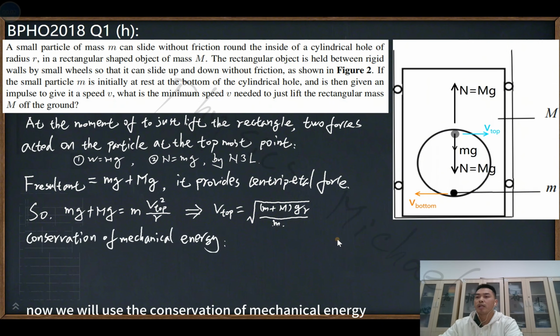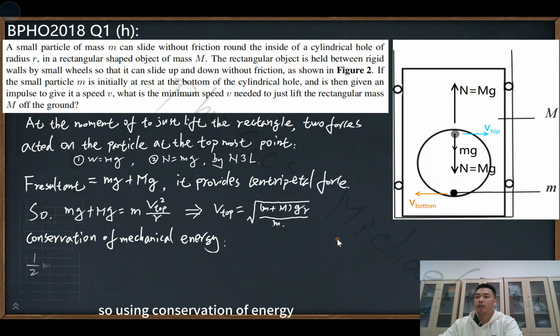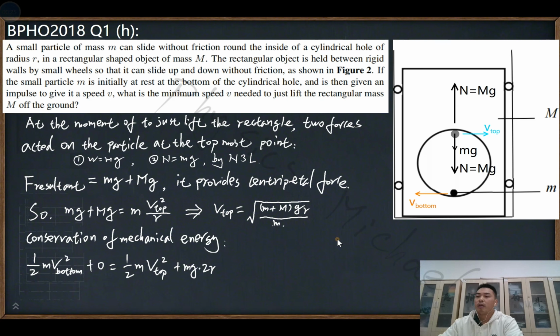Now we will use the conservation of mechanical energy to find the speed the particle must have at the bottom of the circle. At the bottom, the particle has only kinetic energy. At the top, it has both kinetic and gravitational potential energy, since it has risen a vertical distance of 2r. So, using conservation of energy, 1/2 m times v bottom squared equals 1/2 m times v top squared plus mg times 2r.